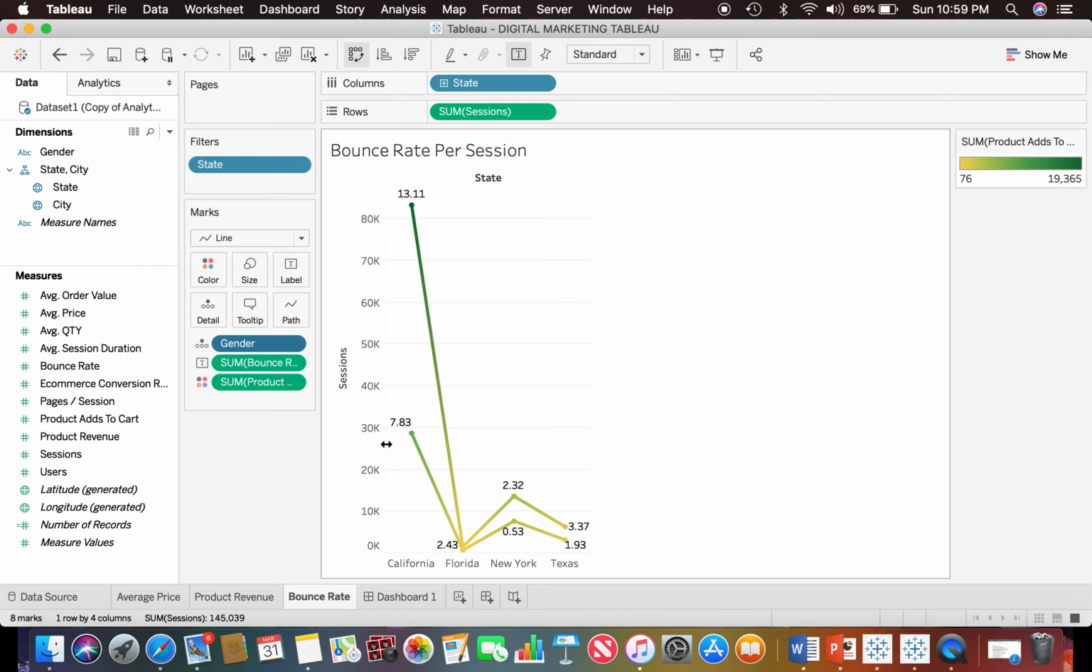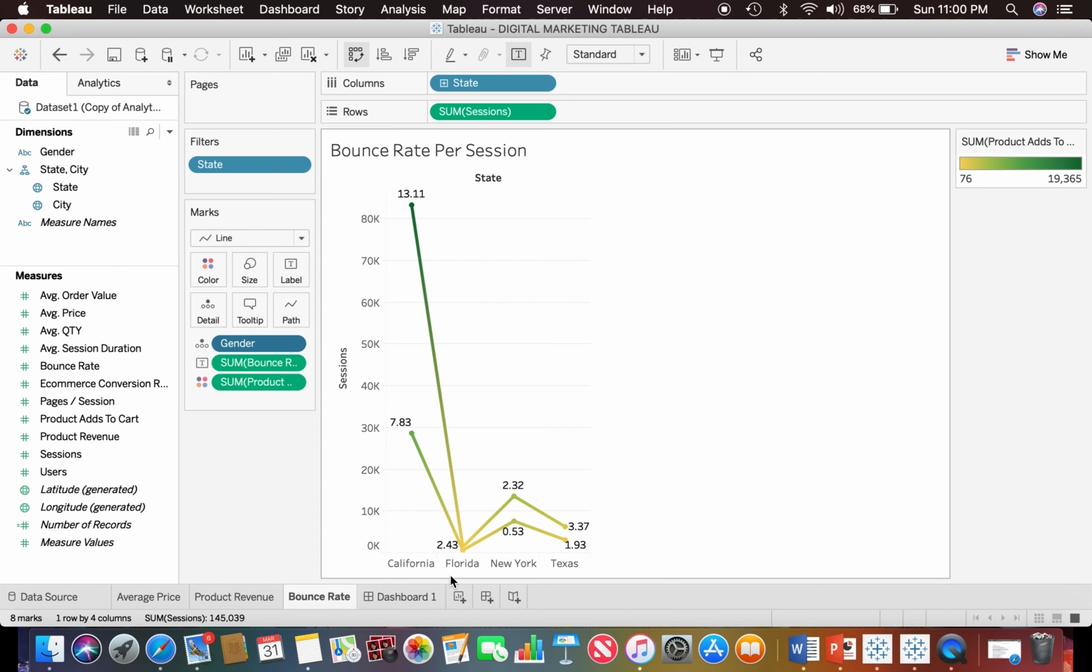This combines with this number, which is the bounce rate. As you can tell, the larger the amount of products being added to the cart, the larger the bounce rate percentage, compared to Florida, which has a shorter number, not as many products being added, and the numbers are a lot smaller.